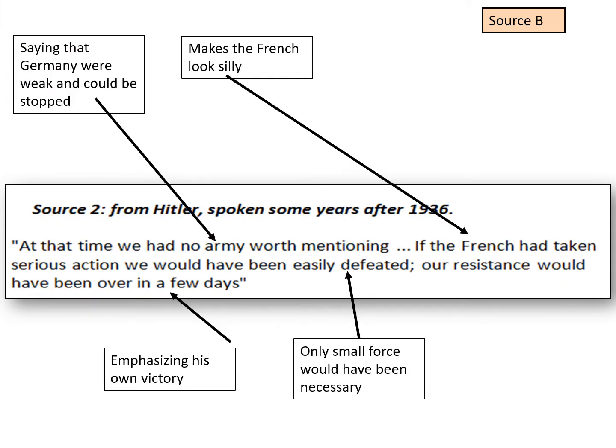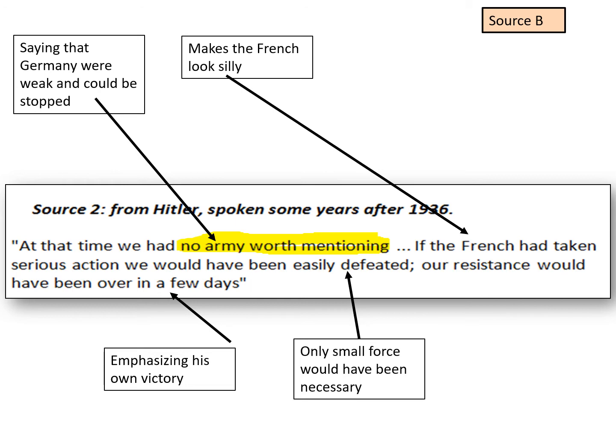Okay, so let's have a look at what I got in terms of my annotations. The first thing that I pointed out was at the very beginning of this, Hitler is saying that they had no army worth mentioning at this point. So remember, this is in 1936. No army worth mentioning. In other words, their army was very small. That's what Hitler is saying there.